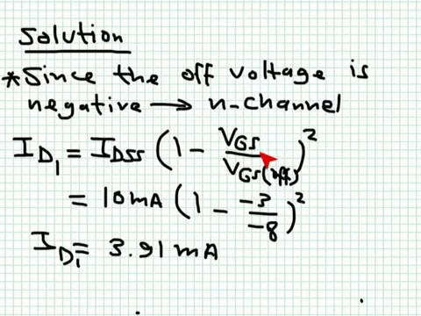We first put here VGS equal to minus 3 volts, and VGS(off) is equal to minus 8. Then you get 1 minus minus 3 over minus 8, squared, multiplied by 10 milliampere. You get this number here. So this is the current when you apply a voltage of minus 3. And notice minus 3 did not give you a current of 0 because this device is naturally on. You have to go below minus 8 to make the current go to 0.